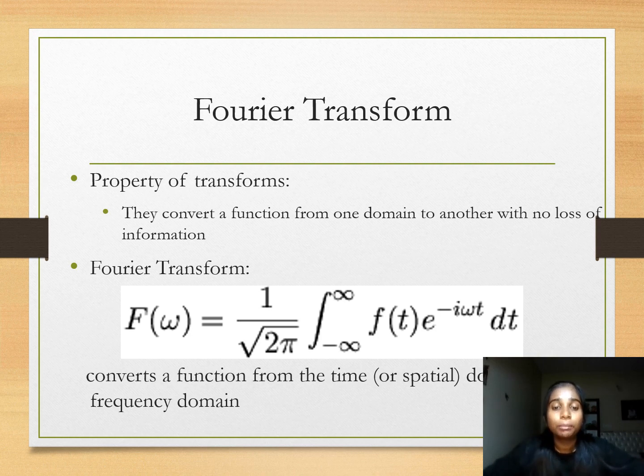The Fourier transform converts one form, the time domain, to another form, the frequency domain. We represent the formula for the Fourier transform as F(omega) is equal to 1 by root of 2 pi, multiplied by the integration from minus infinity to plus infinity of f(t) e to the power minus i omega t dt. The formula is given in the slide.